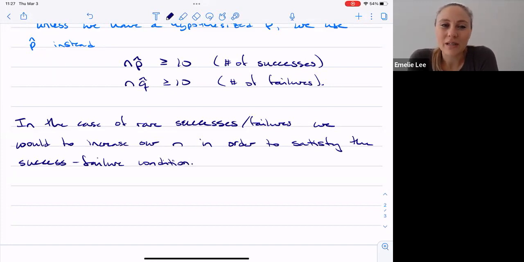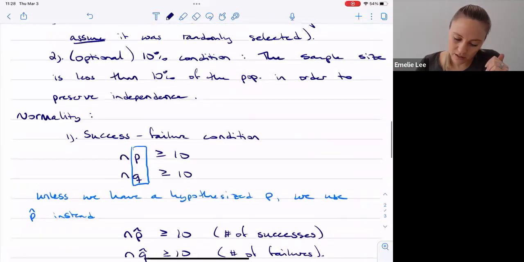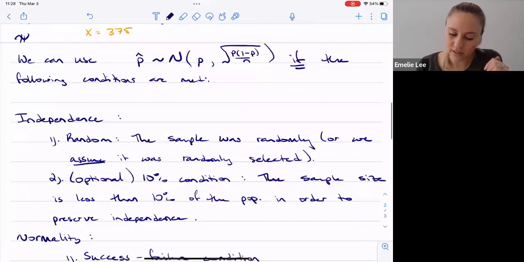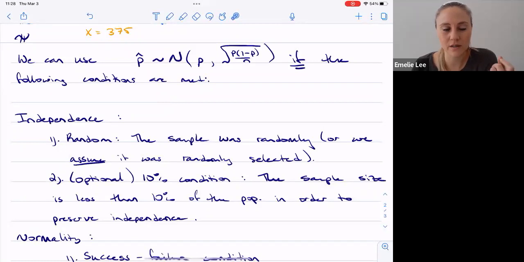Which makes sense, right? You wouldn't collect a sample of 20 people if you were trying to detect some rare disease, right? Intuitively, we understand that that's not going to work. You're not going to be able to find anything. So then you would collect a larger sample in order to hopefully capture some of those rare instances. So these are the conditions that we check, right, in order to build what we call a confidence interval.